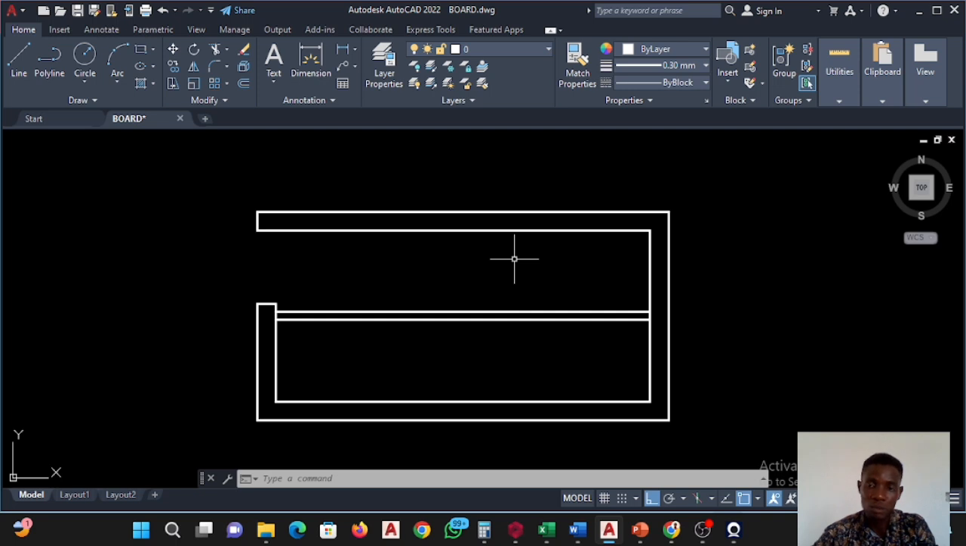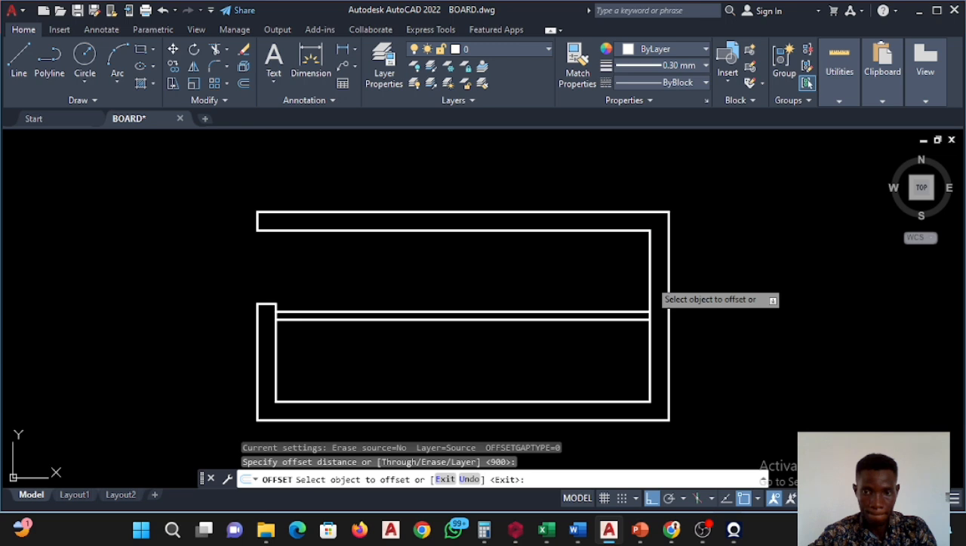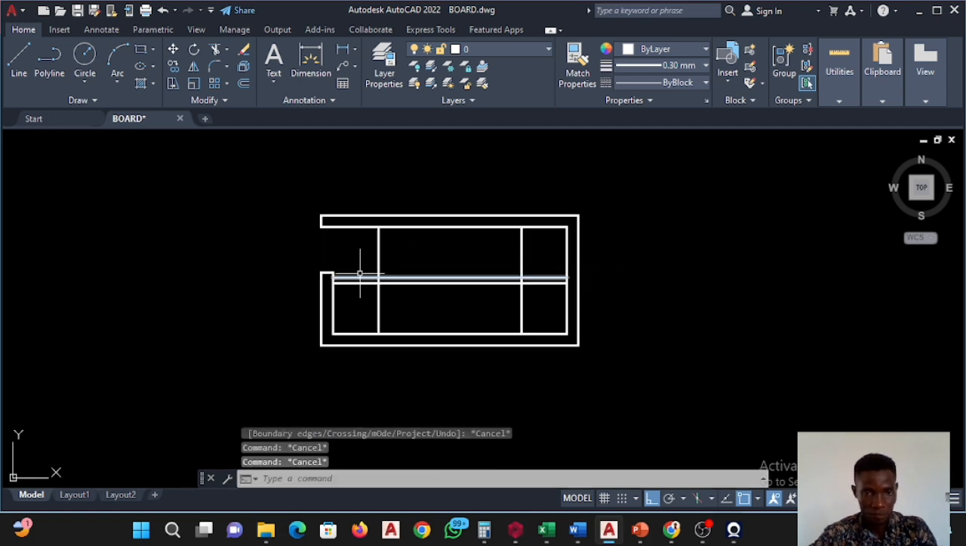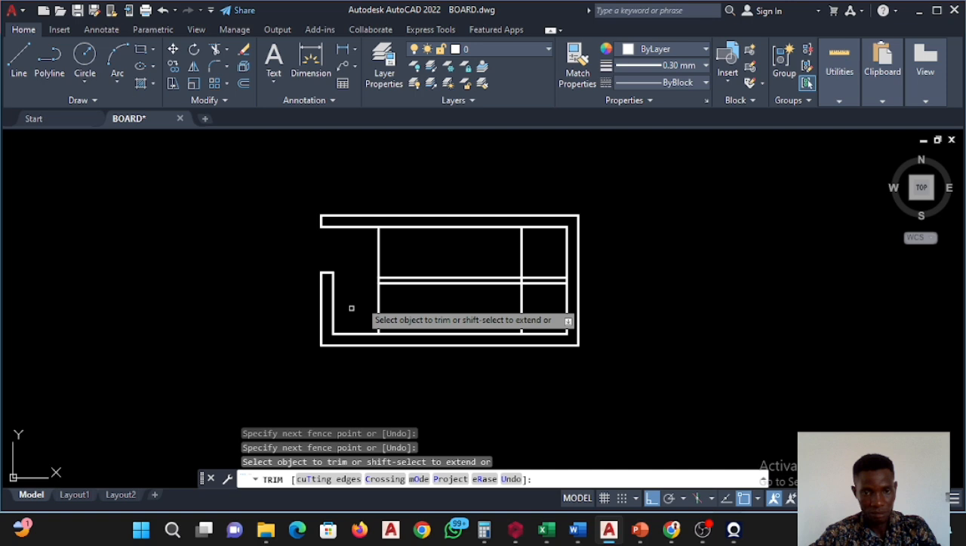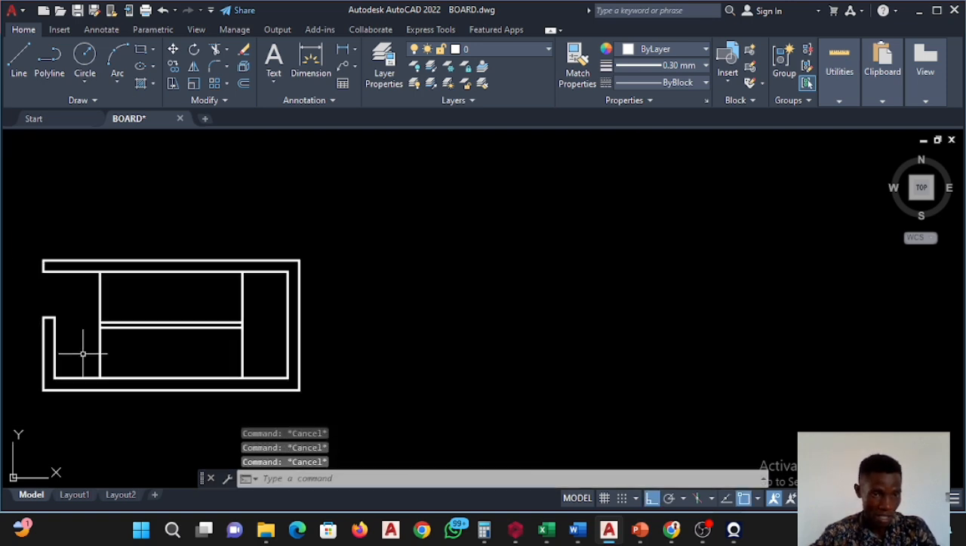I said the minimum landing should be 900 mm, right? That's the minimum landing. So let's say we have 900 here, and we have 900 here. Let's use the minimum. So I can offset there, offset 900, offset 900, and let me extend this. Then I can trim this part, trim this part. So I have my landing here, and I have my landing.